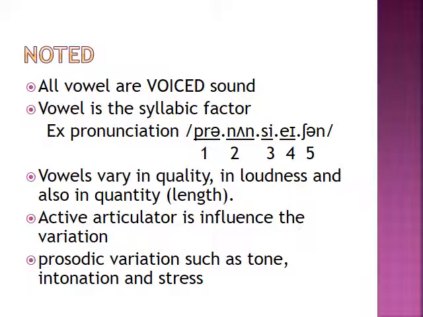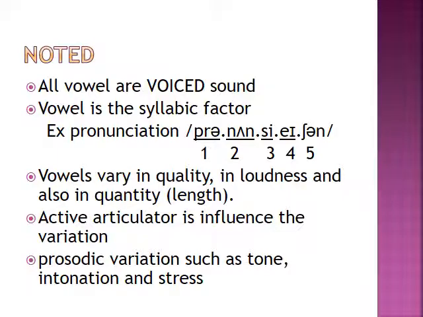Fourth note, the active articulator influences the variation. The active articulator in this case is the lips. So the shape of your mouth is going to vary the quality of vowel. And the movement of the tongue also makes the quality of vowel, which is loudness and also the length.